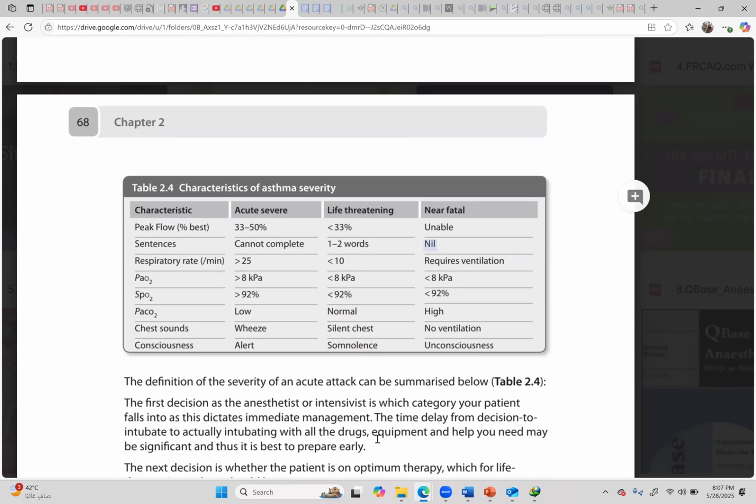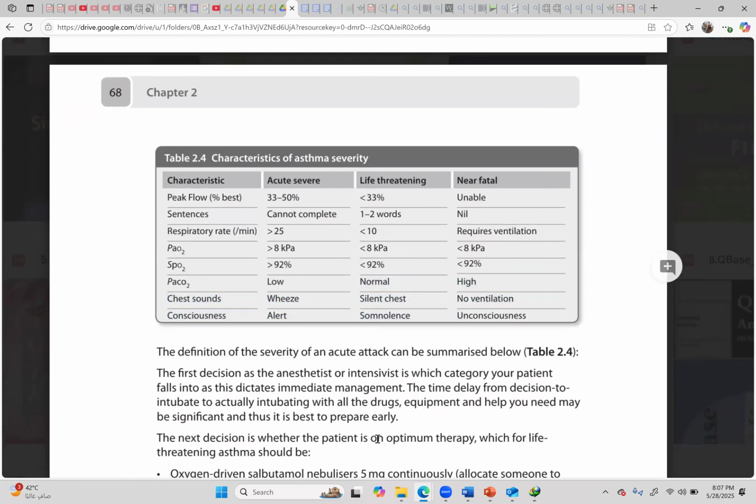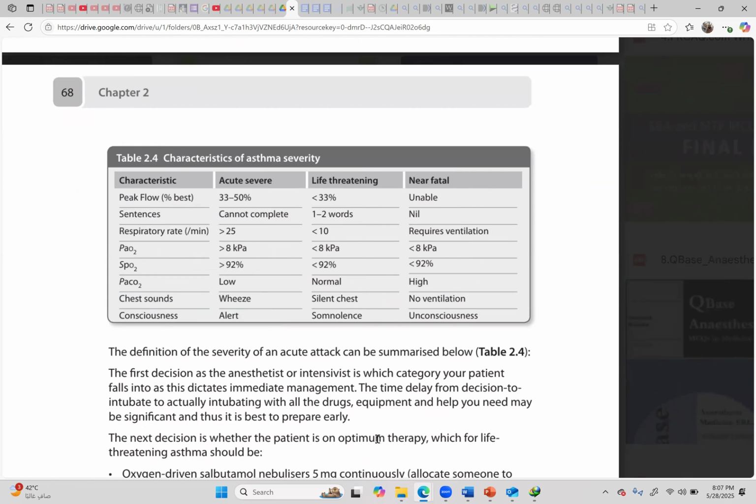So peak expiratory flow rate 33 to 50, less than 33, and unable. So that is acute severe, life-threatening, and near fatal. So this is coming in life-threatening. Sentences: cannot complete, 1 to 2 words, and nil. Respiratory rate 25, less than 10, or requires ventilation. PaO2 more than 8, less than 8. Normal, silent chest, somnolence, consciousness, PaCO2, as I told you, not low, normal, or if it becomes high, it's near fatal.